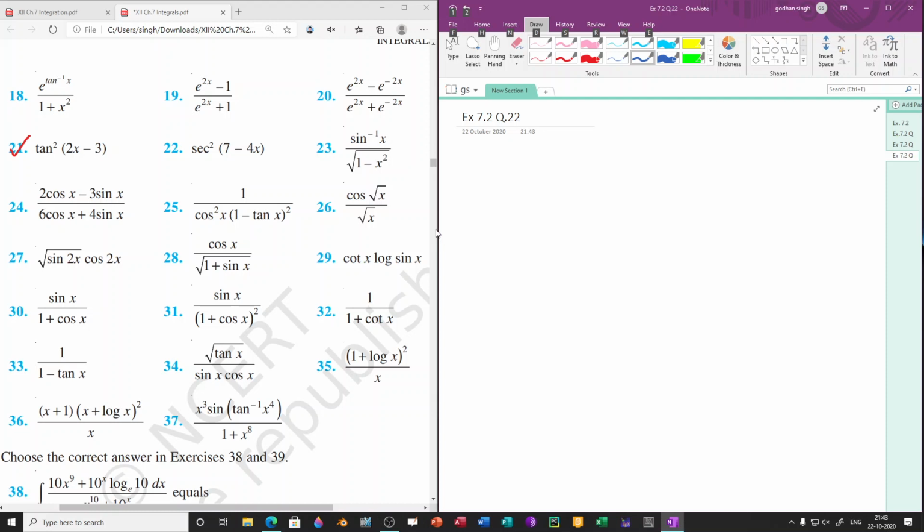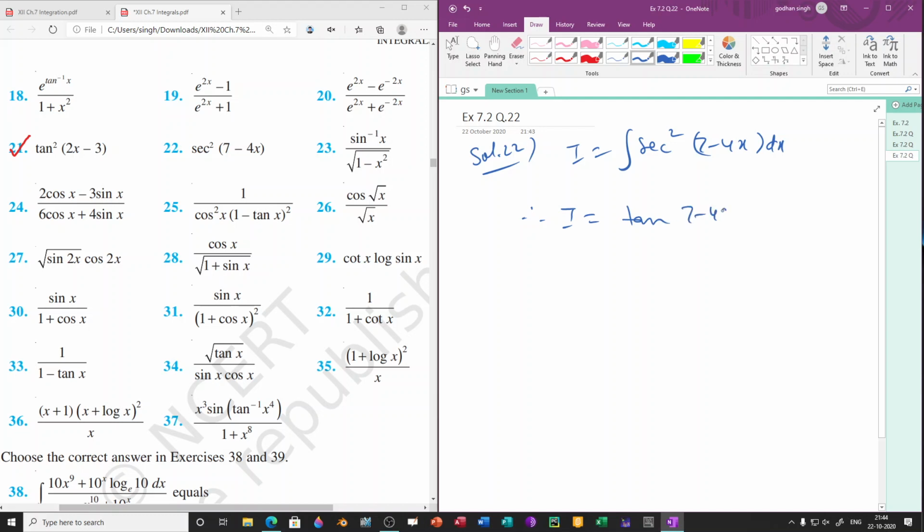Exercise 7.2, integrating question number 22. Let us solve question number 22. Solution 22. I equal to integration of sec square 7 minus 4x dx. So this is a very simple question. We know how to integrate sec square function. The integration of sec square is tan x. So here we will be getting, therefore I equal to tan 7 minus 4x, and here plus c.